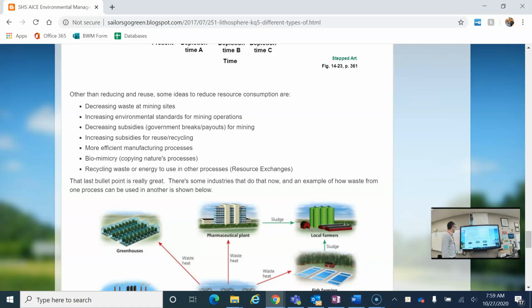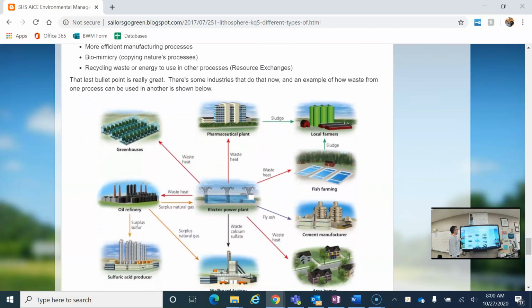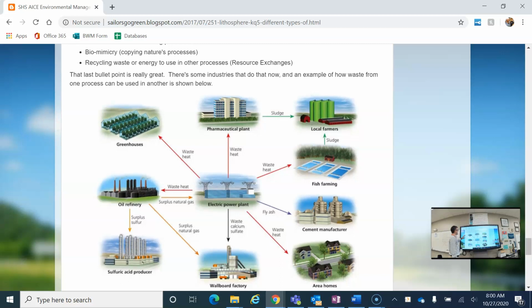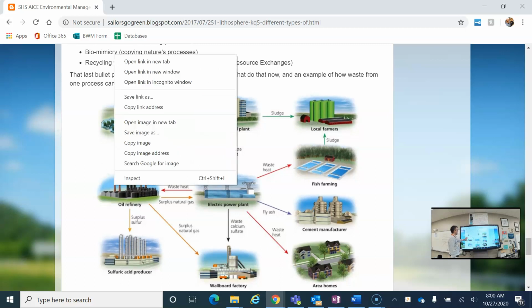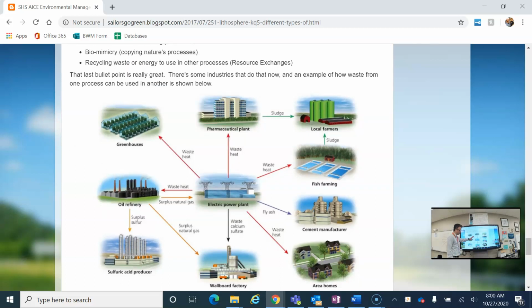Increasing subsidies for reuse and recycling, more efficient manufacturing processes, biomimicry, which is where you copy nature's processes, recycling waste or energy to use in other processes. And that's a really cool one, recycling the waste or energy to use in other processes. And so you can see some of this here, where you use the waste from one process to fuel the other processes.